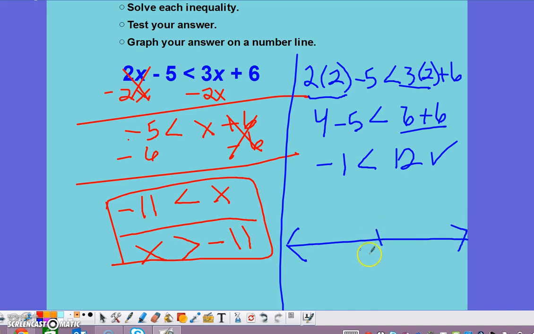Again, this is our solution. Over here, this is what we tested, so I'm not going to graph the 2, I'm going to graph my actual solution. So I have negative 11, and then it should be an open circle because I don't have the or equal to. And then x is greater than negative 11, so it needs to go to all numbers greater than. So we solved it, we checked it, and we graphed it.